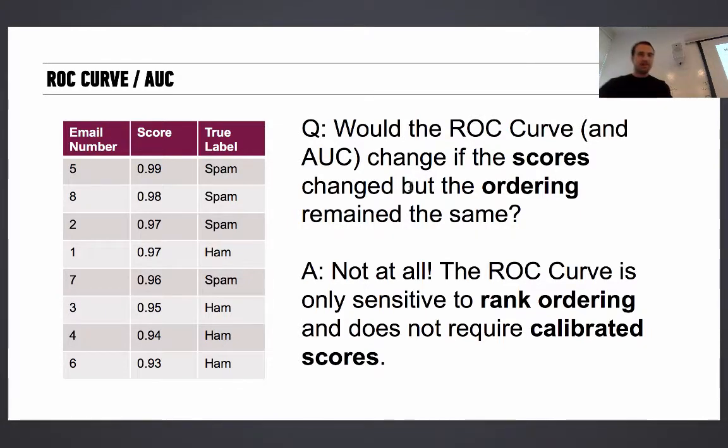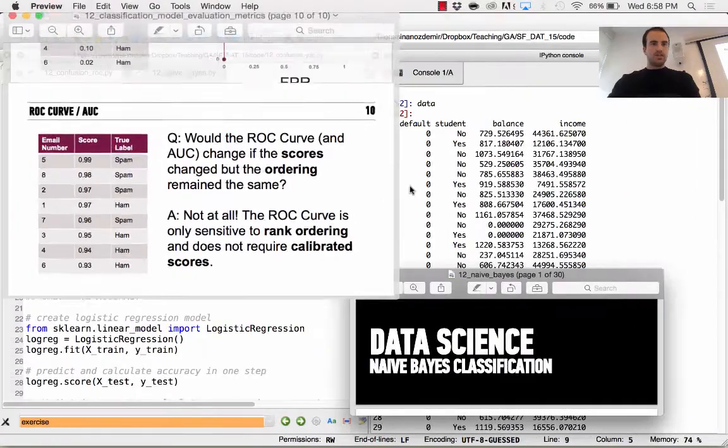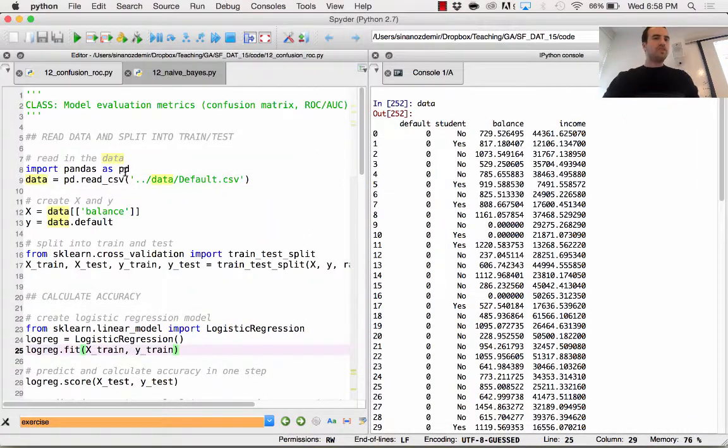Let's actually look at some examples in Python. The first code I'm looking at is called confusion ROC. It's not because you're all confused, it's because of the confusion matrix. 12 underscore confusion ROC. I've already written the data, and here's what the data is.